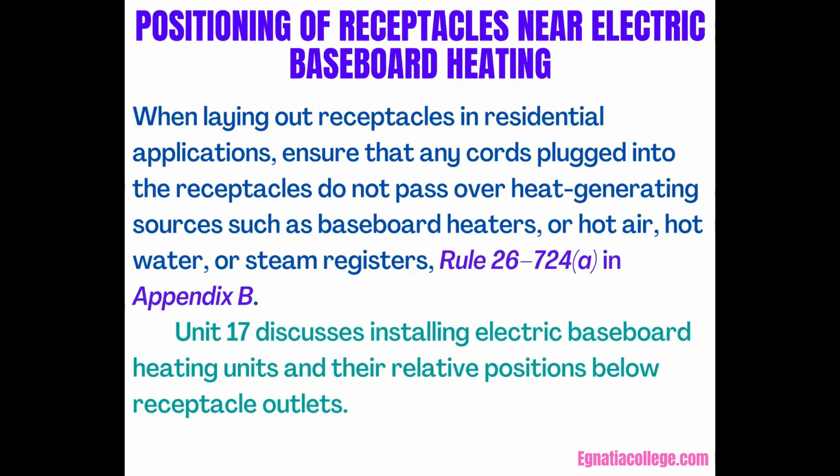Positioning of receptacles near electric baseboard heating. When laying out receptacles in residential applications, ensure that any cords plugged into the receptacles do not pass over heat-generating sources such as baseboard heaters, or hot air, hot water, or steam registers. Rule 26-724(a). In Appendix B, Unit 17 discusses installing electric baseboard heating units and their relative positions below receptacle outlets.